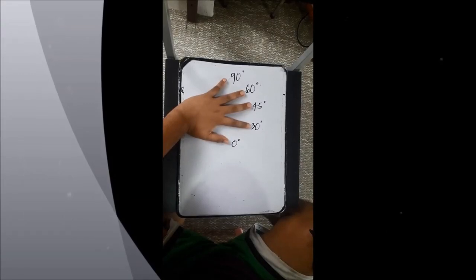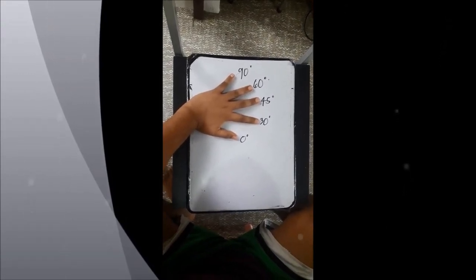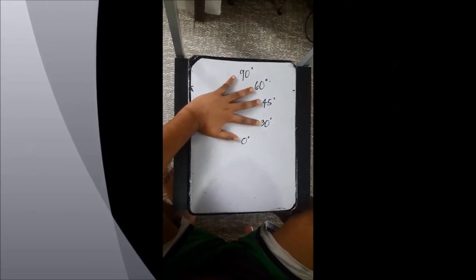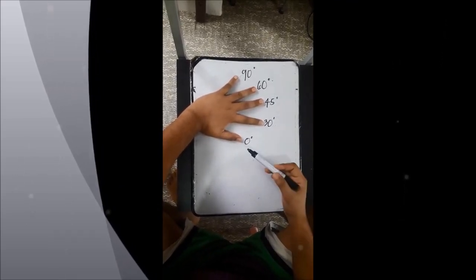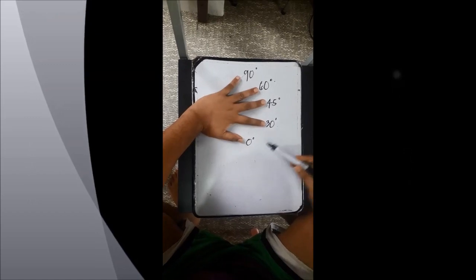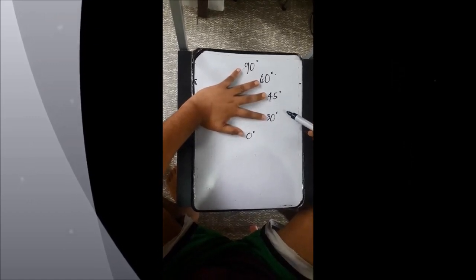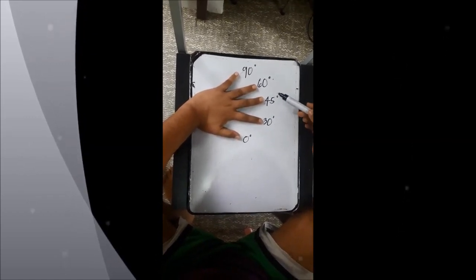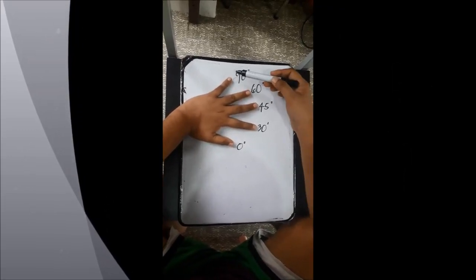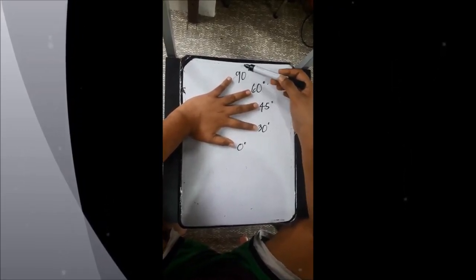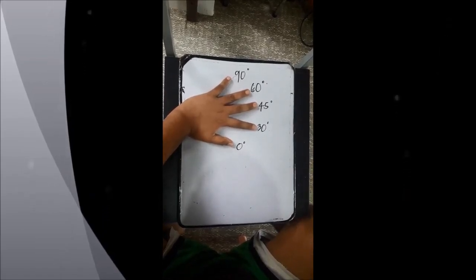Our first step is to label or to associate the correct angle for each finger. So for our thumb, ang thumb ay 0 degrees, ang index ay 30 degrees, middle finger is 45 degrees, ring is 60 degrees, and finally ang little finger ay 90 degrees.